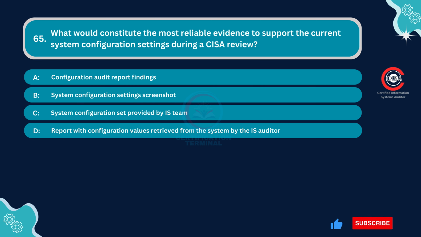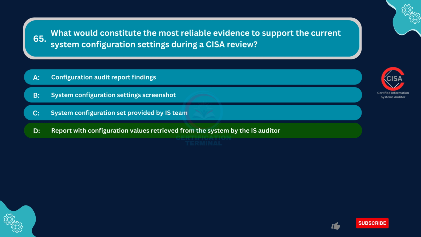The correct answer is Option D. Report with configuration values retrieved from the system by the IS auditor. A report generated by the IS auditor after directly retrieving configuration values from the system offers the most reliable and unbiased evidence for a CISA review. It ensures the CISA has an accurate and complete picture of the current system configuration.